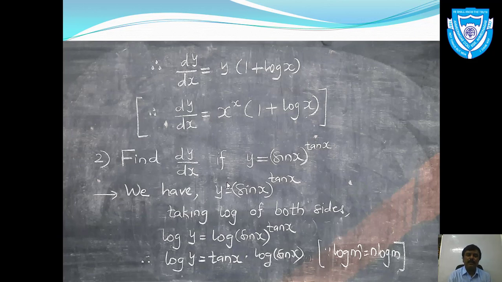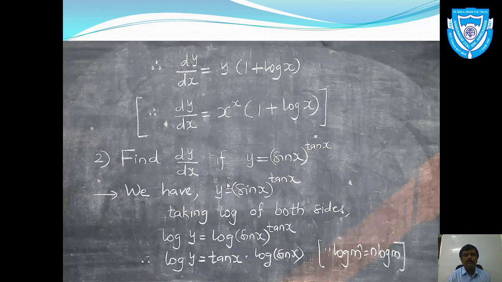Let's see the second step. Taking log of both sides, what happens? We get log y is equals to log of sin x raised to tan x. You can observe that at left hand side we have taken the log of y, and at right hand side we have taken the log of sin x raised to tan x. So like the previous example only, we will use the property of logarithm and we'll simplify it more.